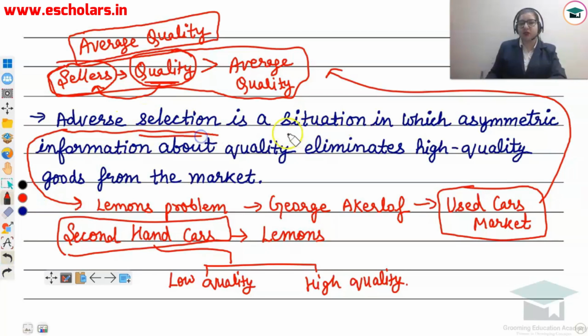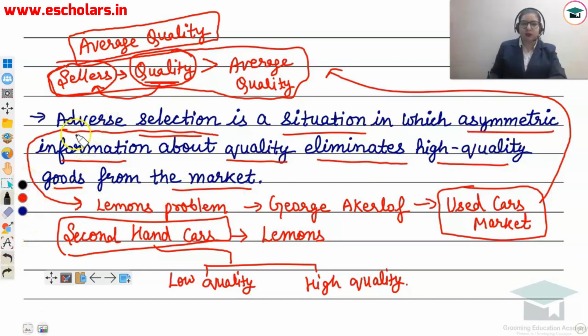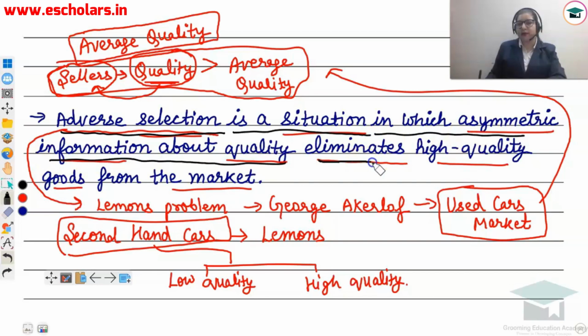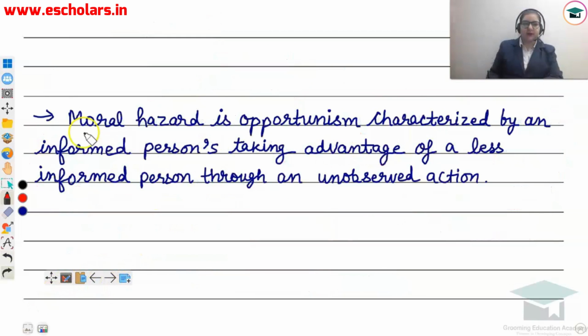So adverse selection is a situation in which asymmetric information about quality eliminates, or you can say removes, high quality goods from the market. So let's recall it till now. Adverse selection is a situation in which asymmetric information about quality eliminates high quality goods from the market. Now students, we will discuss moral hazard. So let's first look at the example.